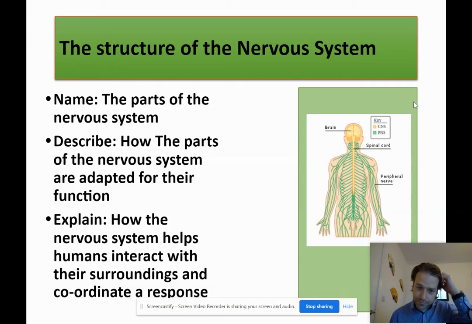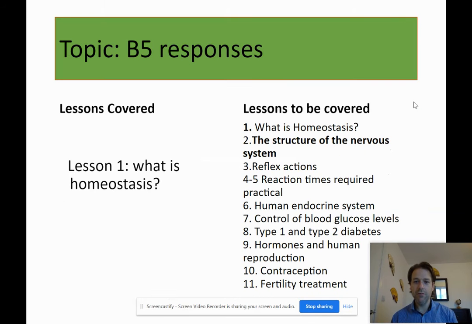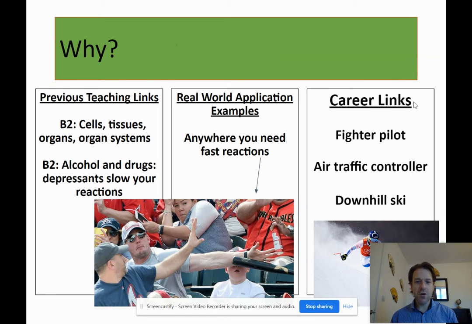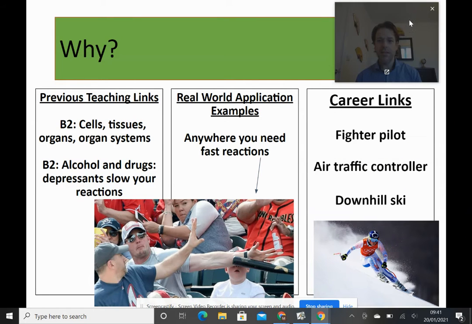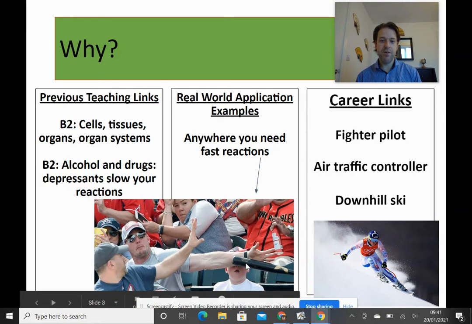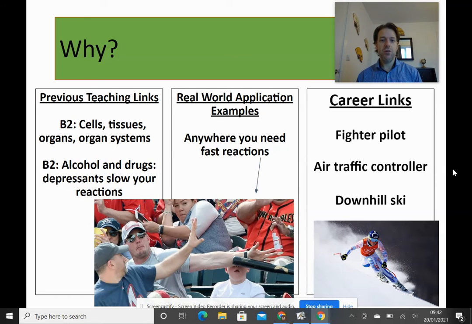Okay. And then lastly, explaining how the nervous system helps humans interact with their surroundings and coordinate response. So we've got a couple of images here trying to show you where we use our nervous system. Sometimes that kid looks like he's pretty lucky that guy got his arm there in the way. Sometimes we have to react very quickly to situations to try and avoid harm and damage.